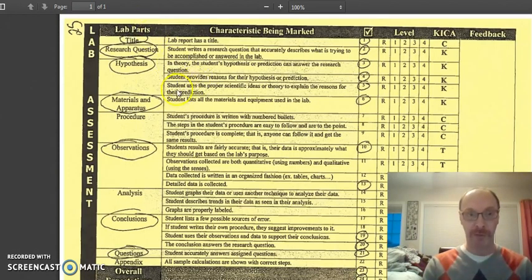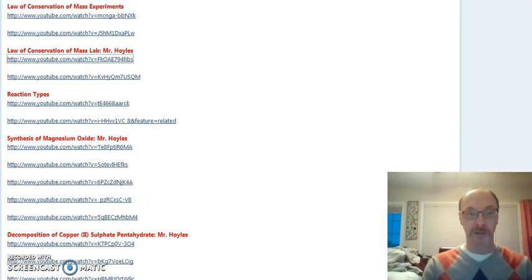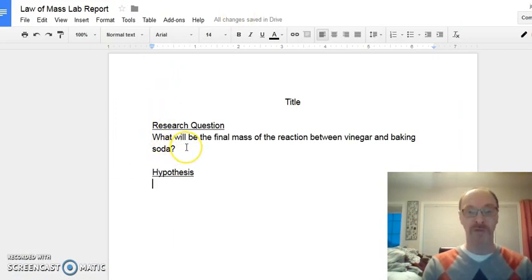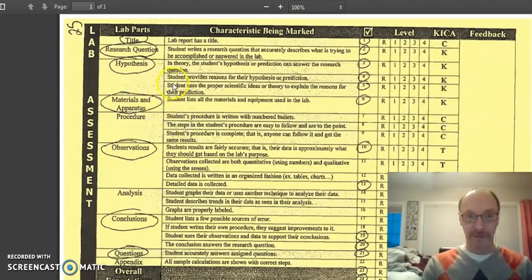So we go back to the rubric. It says student's hypothesis or prediction can answer the research question. So you want to answer the research question. What will be the final mass of the reaction between vinegar and baking soda? So you want to answer that question with a number and proper units. And then it says student provides reasons for their hypothesis prediction.